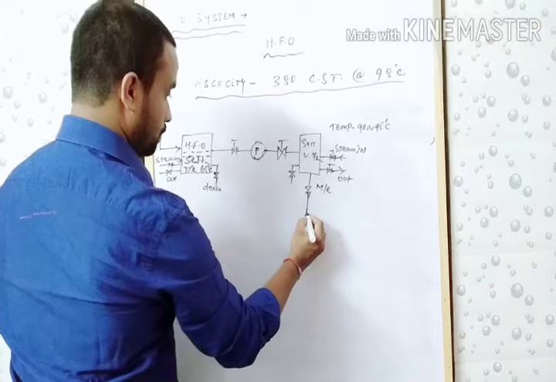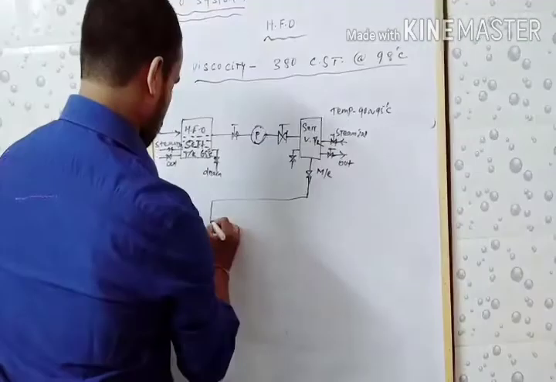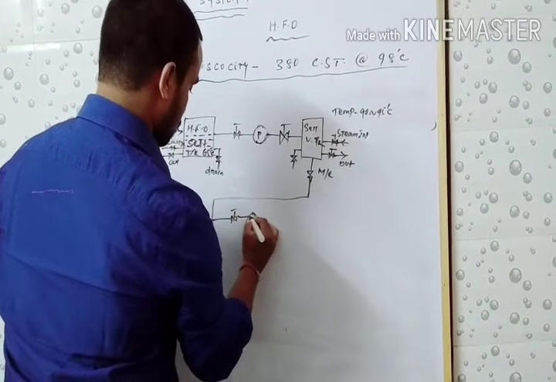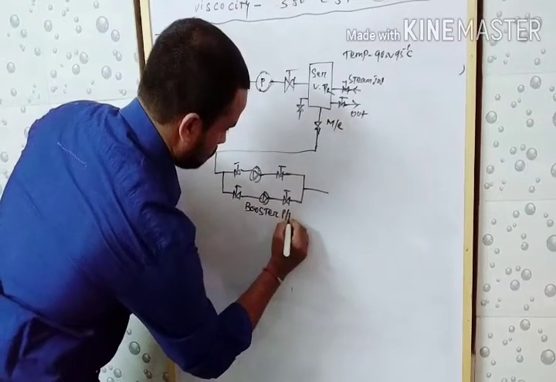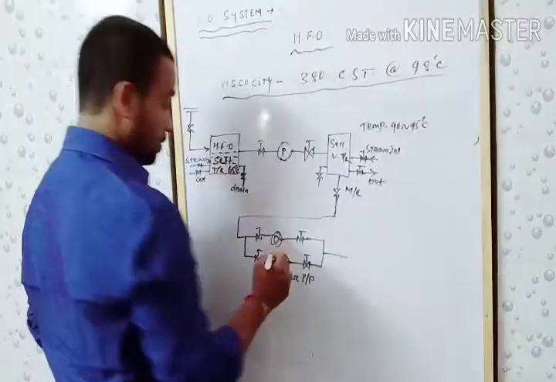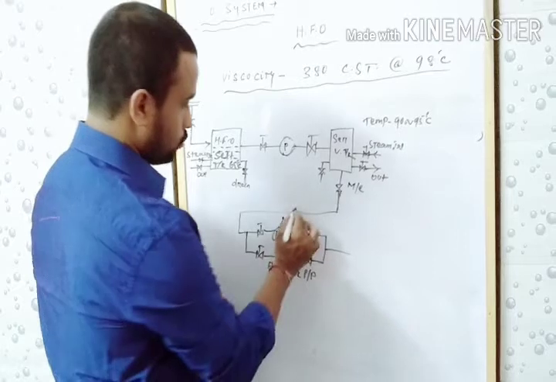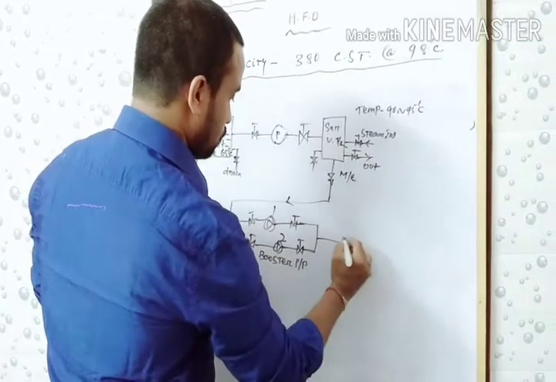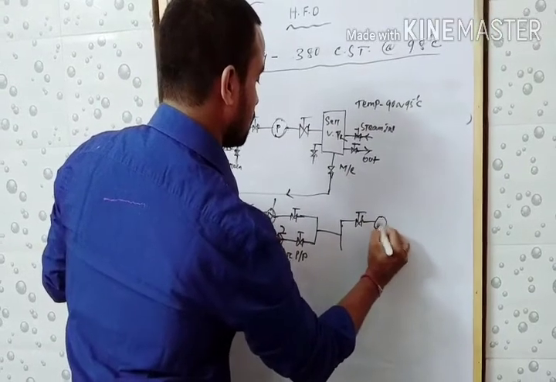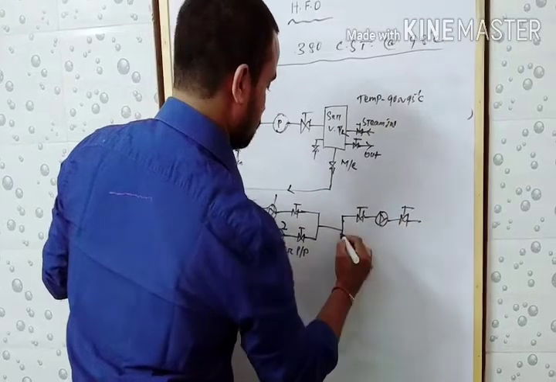It goes to the booster pumps. There are two booster pumps here. One is standby and one is in operation. After that, it goes to the circulating pump. Two pumps are given here as well, in the same arrangement.